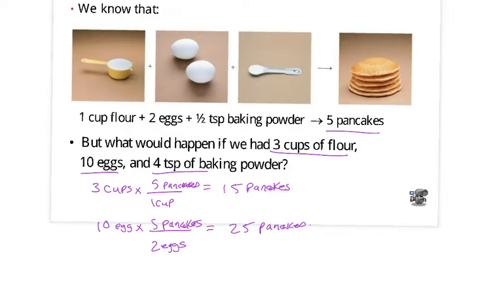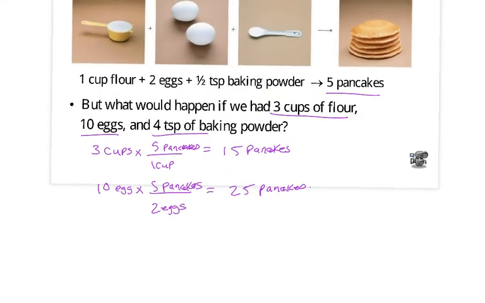Okay, now for the amount of baking powder that I have, 4 teaspoons. And I know for every half a teaspoon, I can make 5 pancakes. And so this will give me 40 pancakes. So you see, each ingredient will give me a different number of pancakes, theoretically. Okay, so theoretically, if I have 3 cups of flour, I can make 15 pancakes.